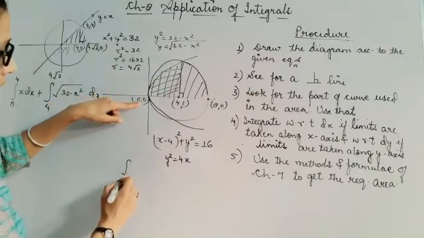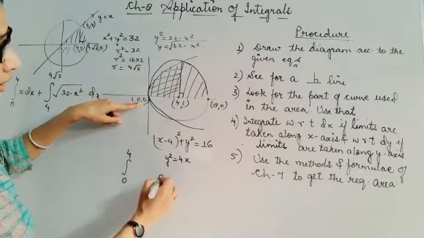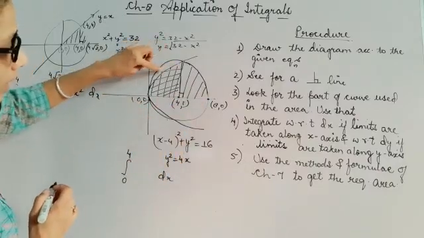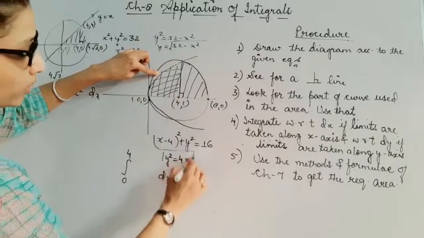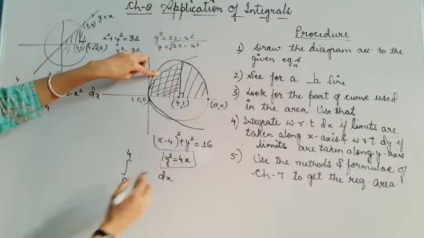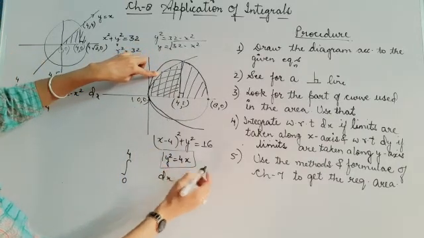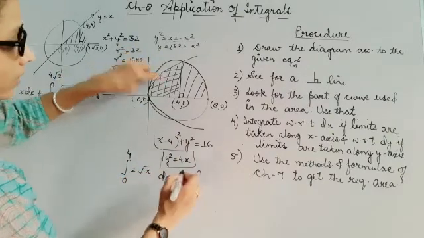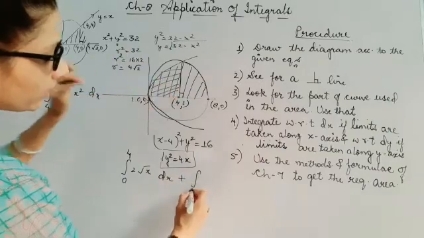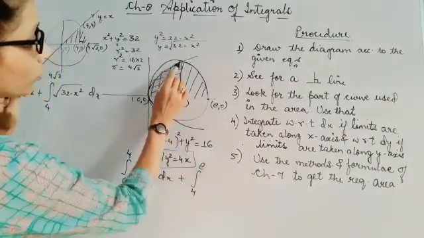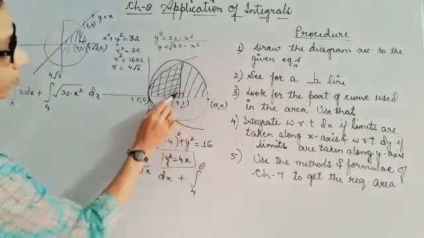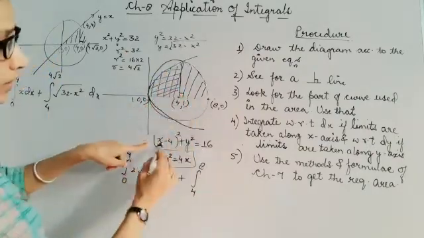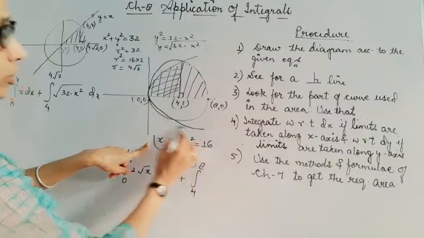That means I am moving from 0 to 4 dx, since I am moving along x-axis, and now I am using the part of the parabola. So I will be using my equation of parabola, y equal to 2 under root x, I can write it like this, plus again you have to move from here to here, that means 4 to 8. But to find out the area of this region, you are using part of the circle. That's why you will be using the equation of the circle.